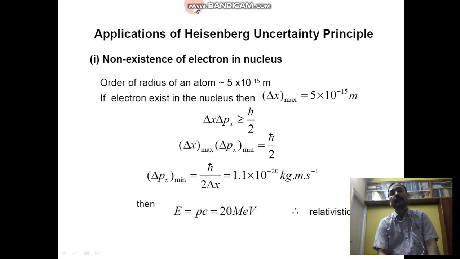Applications of Heisenberg uncertainty principle. Number 1: non-existence of electron in nucleus.